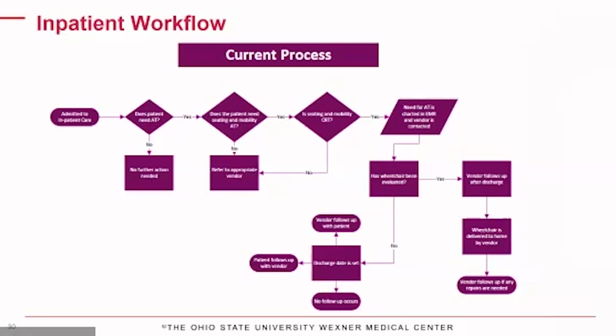Has the vendor been contacted? Have they started to make those relationships work? From there, has the wheelchair actually been evaluated? Has it been spec'd out? Have we started to actually go through the process?